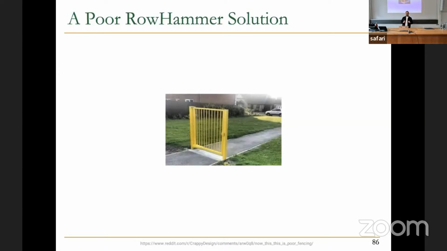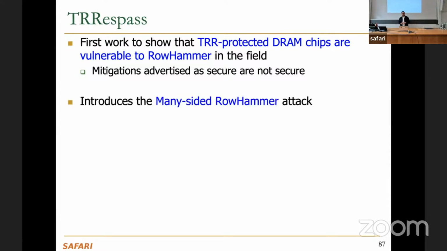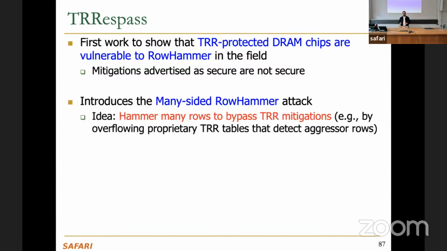So it shows that what DRAM manufacturers implemented inside their DRAM chips is a poor RowHammer solution. So there's a solution there, but you can easily walk around that. This is the first work to show that TRR protected DRAM chips are vulnerable to RowHammer in the field. And the mitigations advertised as secure are not actually secure. And it introduces a new memory access pattern called many-sided RowHammer attack that you can use to bypass these mechanisms.